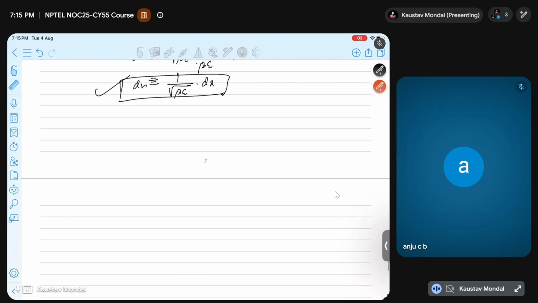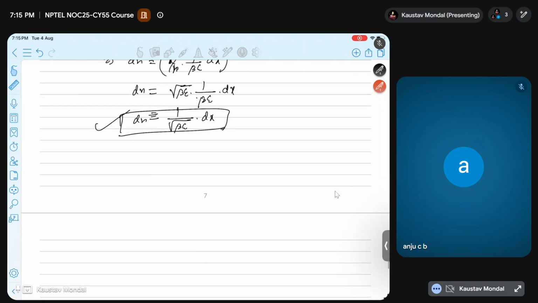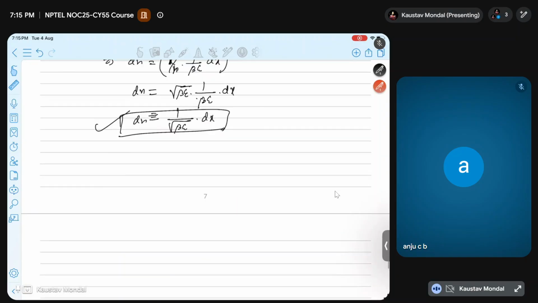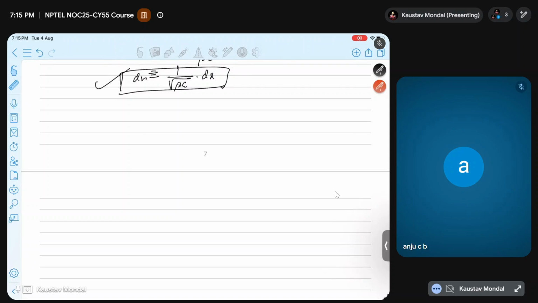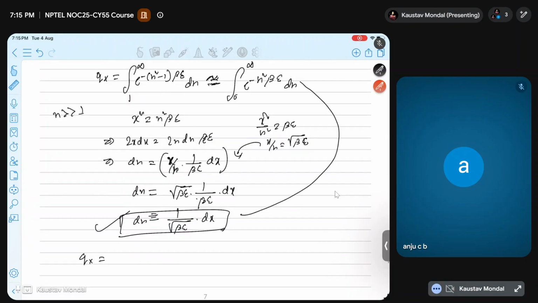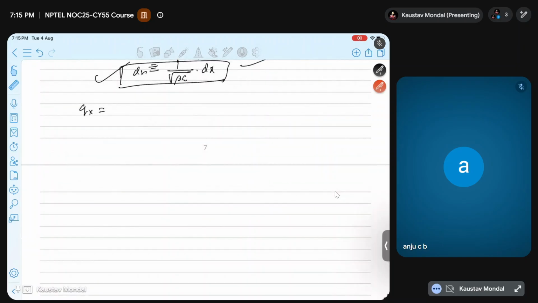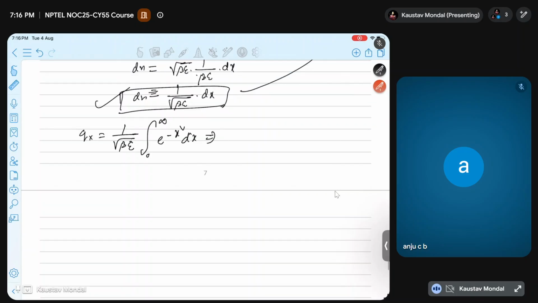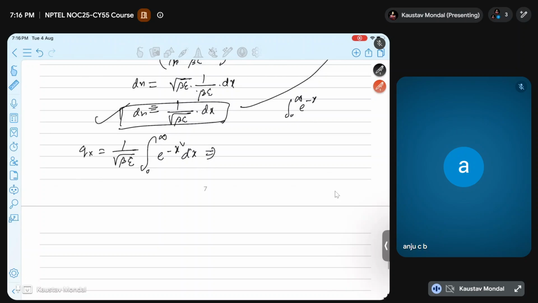So now qx will become, if you substitute this thing here, 1 by root under beta e. You can take it as common, take it outside the integral, times the integral from 0 to infinite e to the power minus x squared dx. So we have changed the variable. Now this integration, 0 to infinite e to the power minus x square dx.